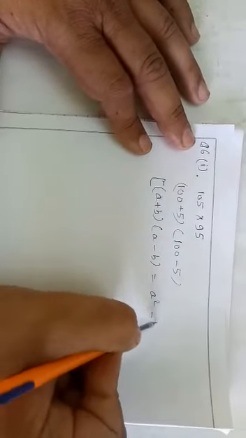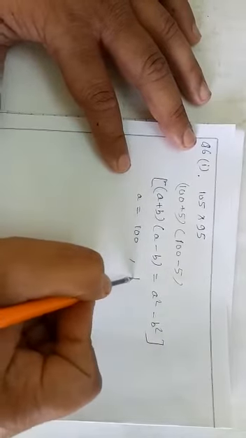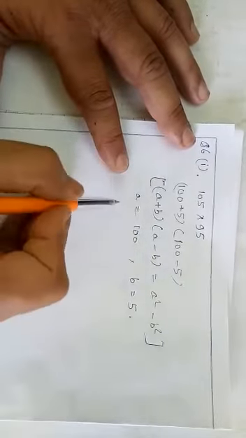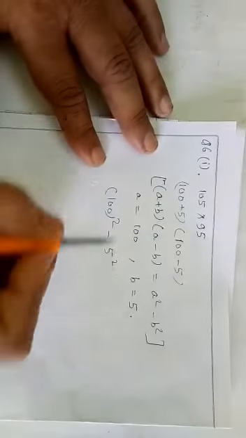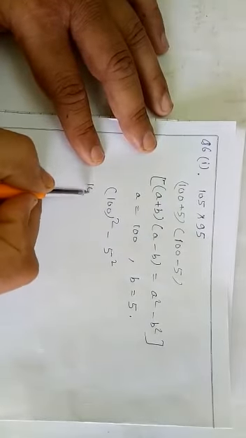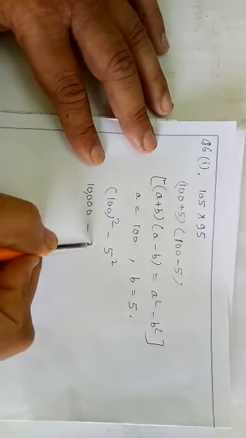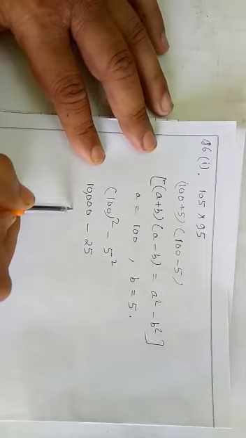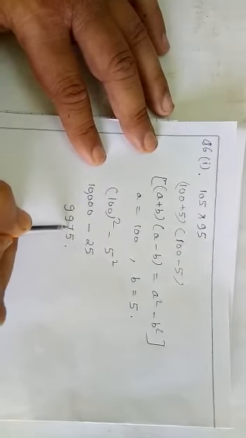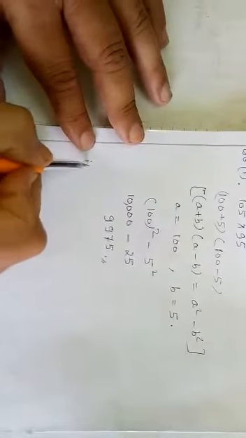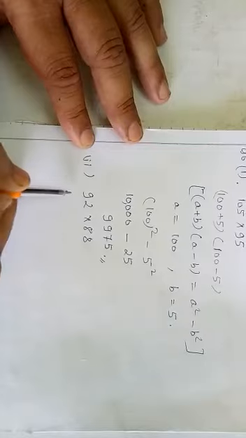Its identity is a square minus b square. What is the value of a? A is 100 and the value of b is 5. So 100 square minus 5 square. 100 square means 100 into 100, that means 4 times 0, it is 10,000. Minus 5 5s are 25. You subtract, you will get 9,975.